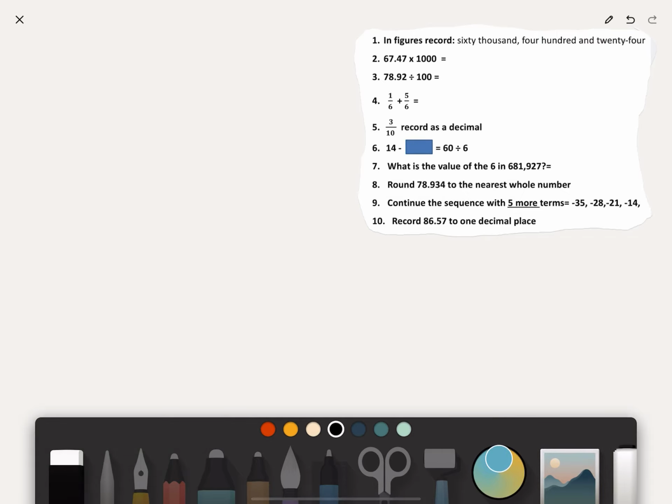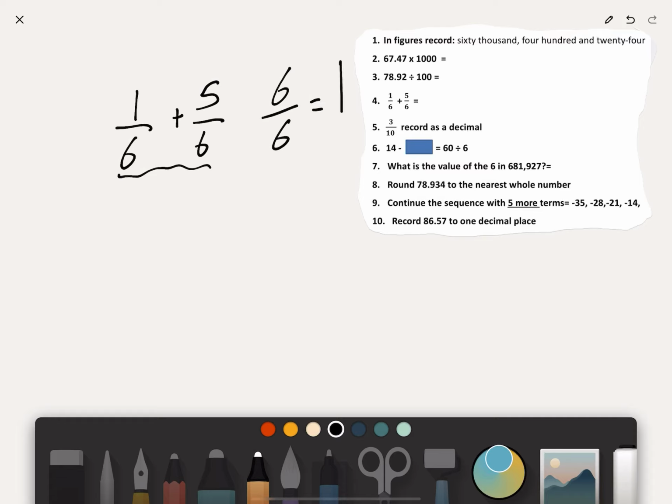1 sixth add 5 sixths, well that's easy. Okay, if the denominators were different, I'd have to make sure that they weren't different, otherwise they wouldn't be able to interact with one another, but they're the same, so I can just add the numerators, so it's 6 sixths, but obviously 6 sixths is the same as 1. If you have a pizza split into 6 pieces, and you eat all 6, you've eaten a whole pizza.